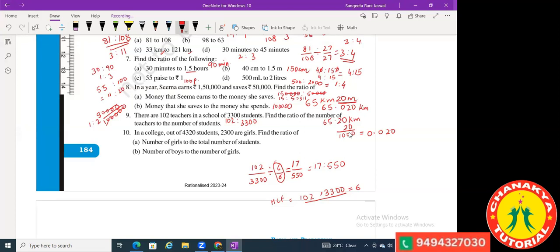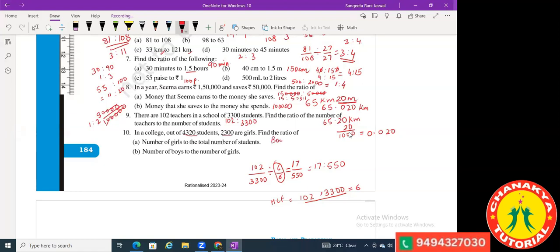Okay, now see this. In a college, out of 4,320 students, 2,300 are girls. Find the ratio of the number of girls to the number of students. Before finding this, first we will find the number of boys also. These are the total students. These are the girls given. So how many are the boys?